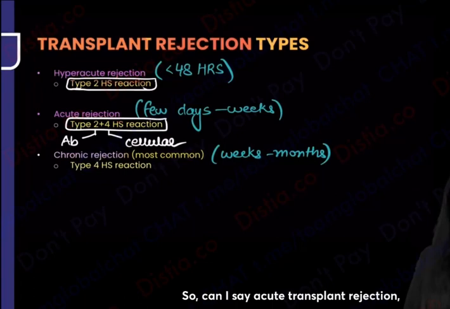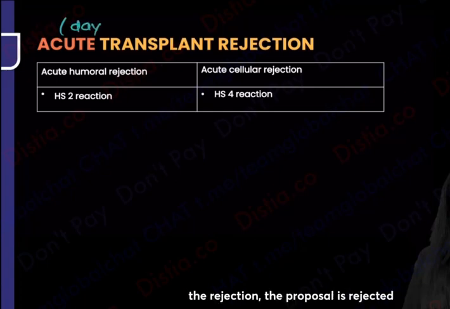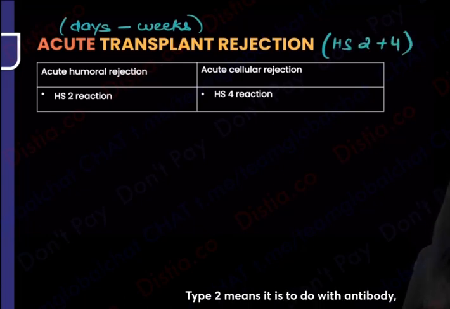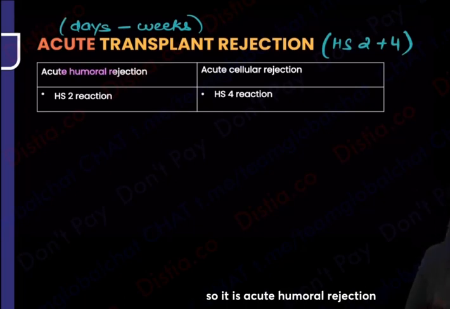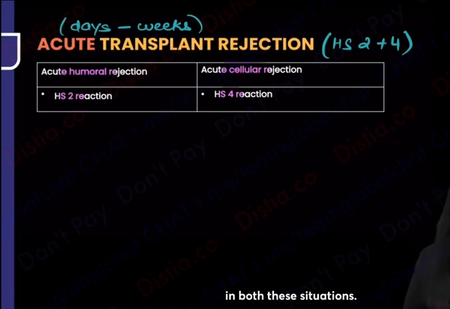So can I say acute transplant rejection, the one that occurs within many days to weeks, is actually a combination of type 2 and type 4 hypersensitivity. Type 2 means it is to do with antibodies, so it is acute humoral rejection, and type 4 is to do with cells, so that is known as acute cellular rejection. Now I need to go into the details of these and understand what is happening in both these situations.